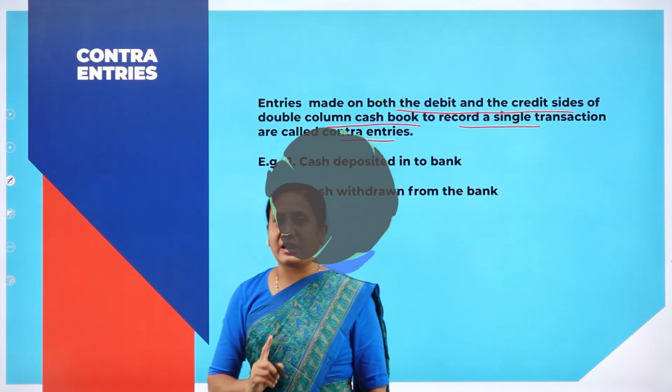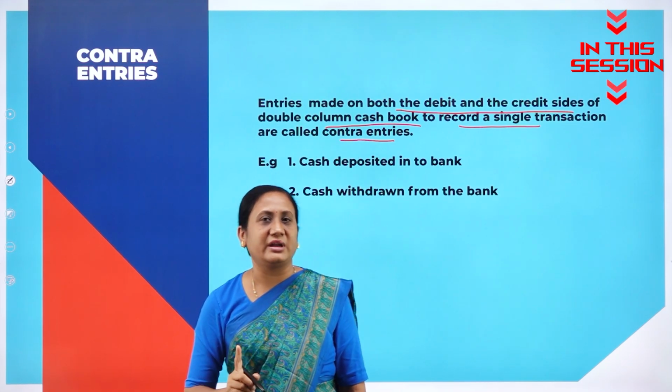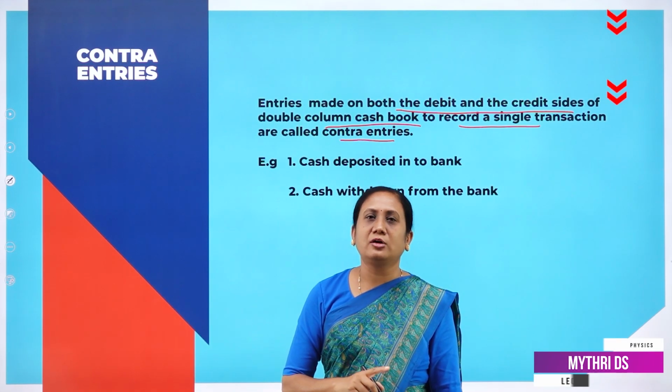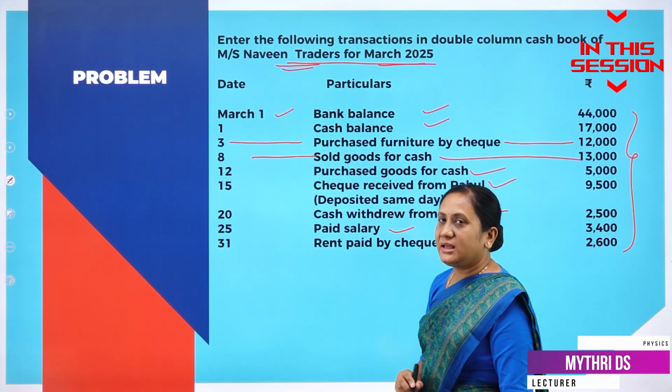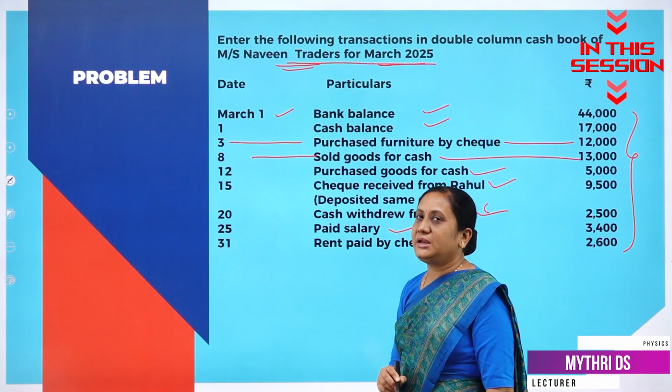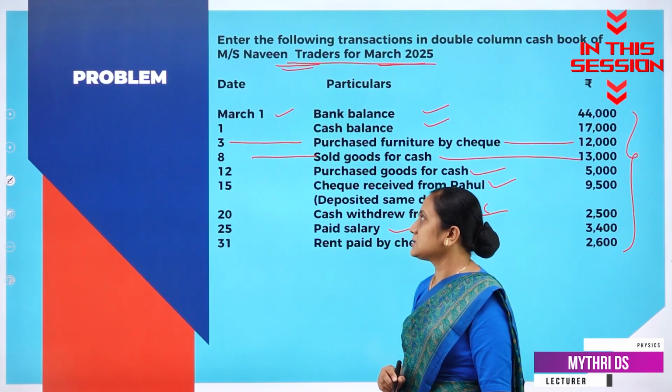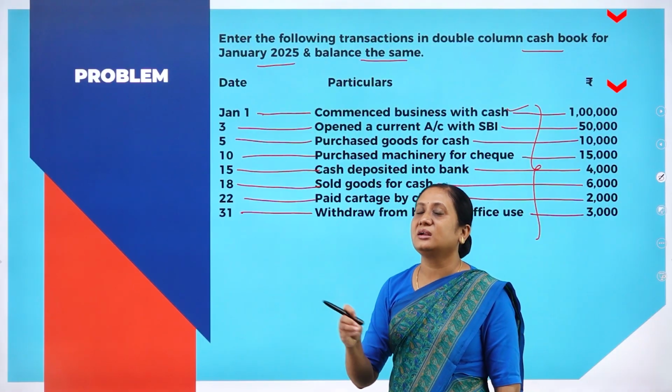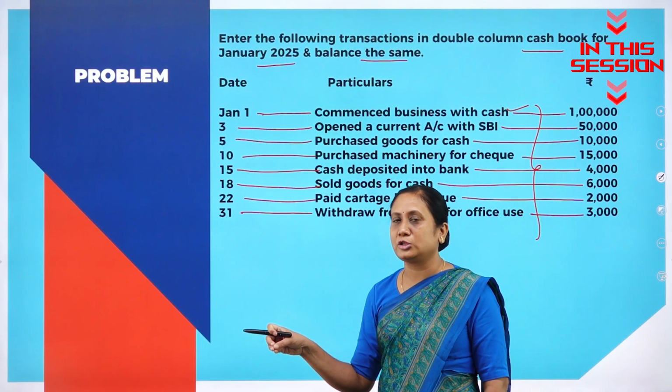For one single transaction, generally we make one entry, either on the debit side or on the credit side. Paid salary. The company is paying salary to its employees, okay? And he is bringing that money to the office for the office use.